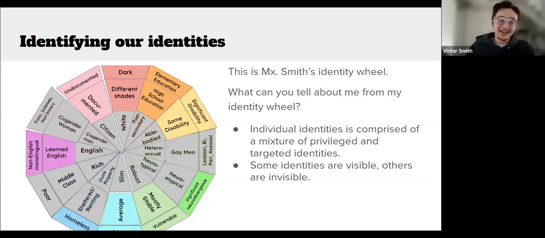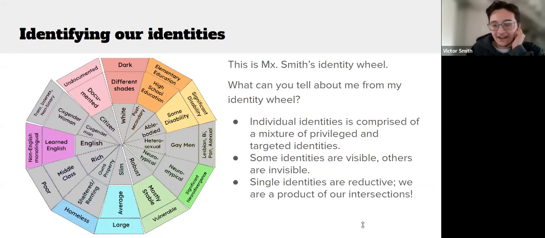I think that we could all agree if we redesigned this wheel, we would change it to the colors and maybe leave the grayed out portions as the non-options. So even now we're improving computational artifacts as a result of a collective diverse group. And I love these ideas. And so, yeah, final point, single identities are reductive. We are a product of our intersections. And that's a big part of what I'm going to talk to you about today.